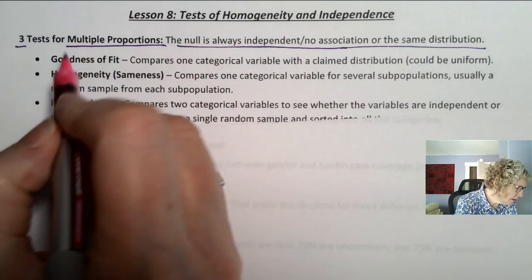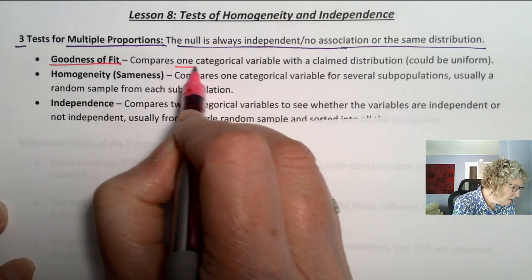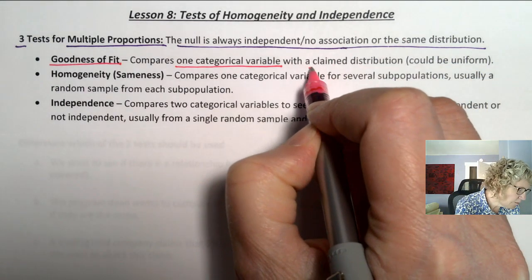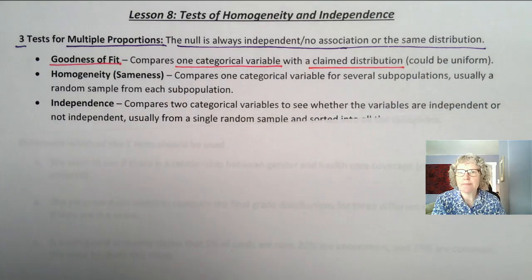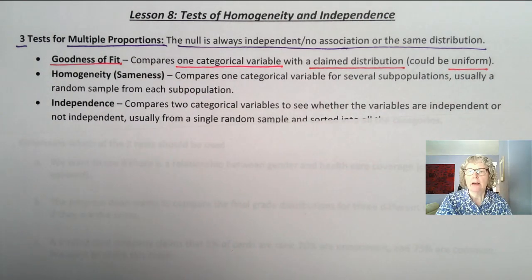Okay, so the one we did in the last lesson was called a goodness of fit test. Now that one uses one categorical variable. So we have one variable and we're comparing it against a claimed distribution, right? So remember we did that with the jury pool in the last one with the demographics for race and ethnicity. Okay, so we have some kind of claimed distribution. It could be uniform, which means it's all the same, or it could be some specific distribution that we're given, okay? But we have one variable, okay?